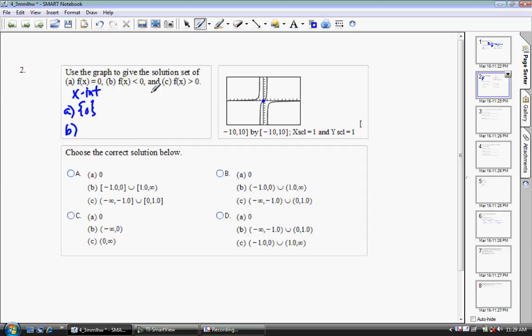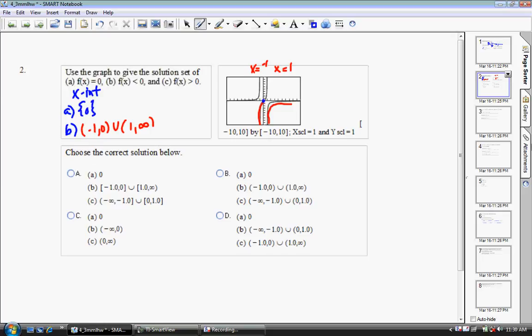Where is it less than 0? Well, less than 0 is where the graph is below the axis, right here and here. We have to understand that there are two vertical asymptotes: at x equals negative 1, and also at x equals 1. So it is below the axis from negative 1 to 0, and also to the right of 1, from 1 to infinity.